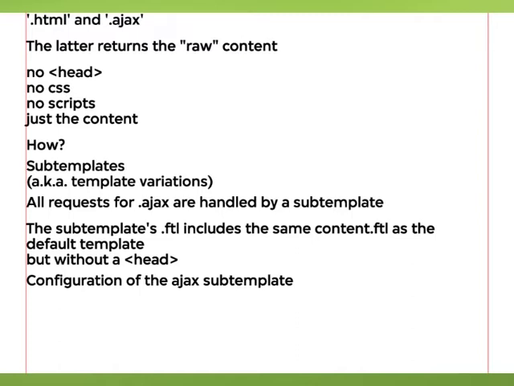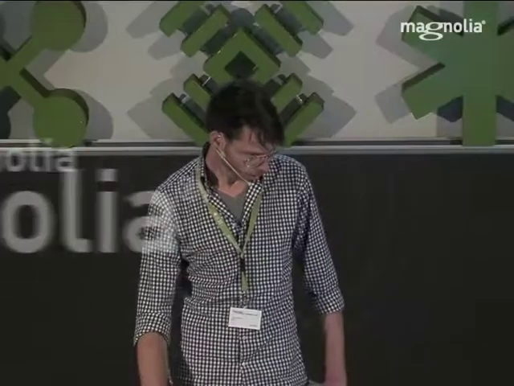So no head, no CSS, no scripts, just the basic content. How did we do this? Well, Magnolia has a concept called subtemplates, which I believe is renamed to template variations starting 4.5. As we haven't migrated yet, we are still referring to subtemplates. What this does is that all the requests that end on .ajax are handled by a different template. This subtemplate includes the same FreeMarker code which is also in the default template, but it just doesn't have a head section.